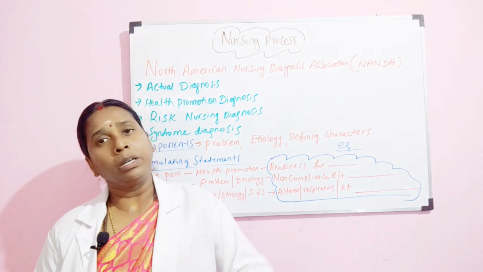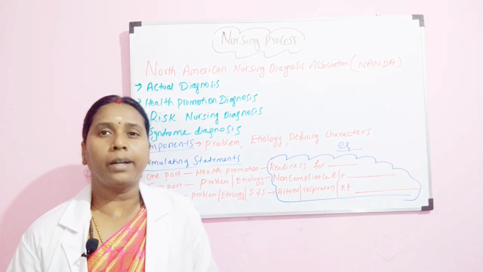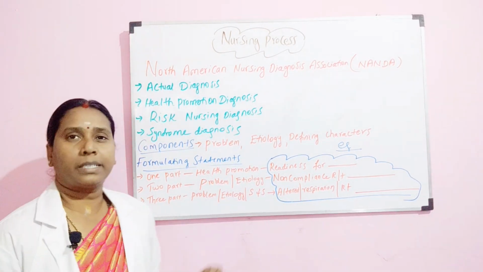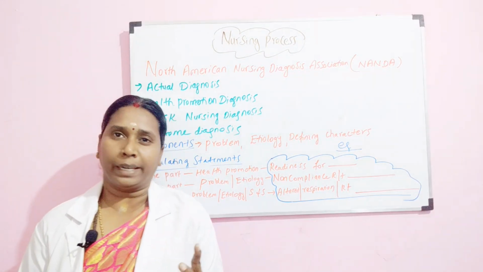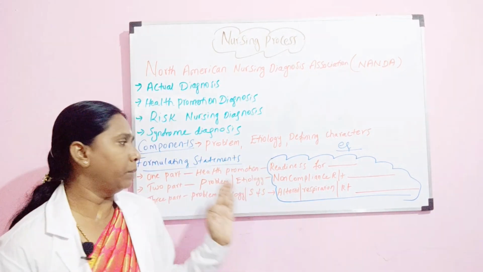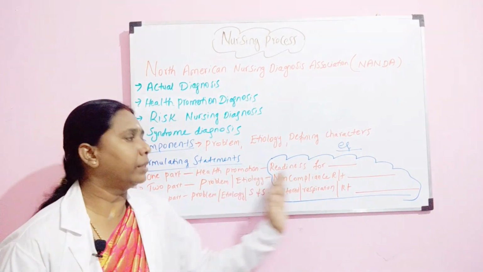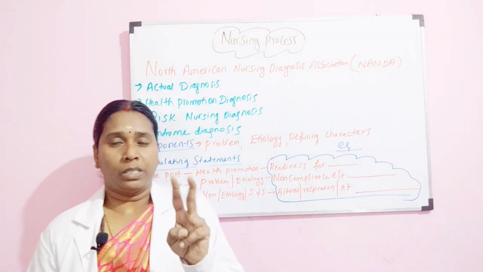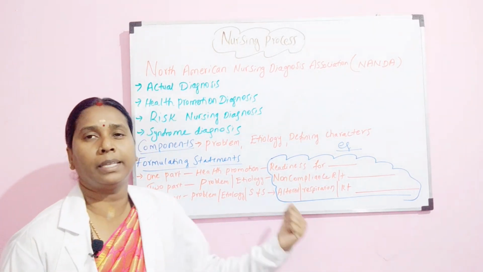Whatever you are thinking, the aspects you want to give health education, in that area you have to write as readiness for. Then comes the two-part statement. When you come for two-part statement, you have two areas. One area is the problem. The first part of the statement is the problem. The second part of the statement is the etiology. So you have only two statements. So one is problem and then comes the etiology.